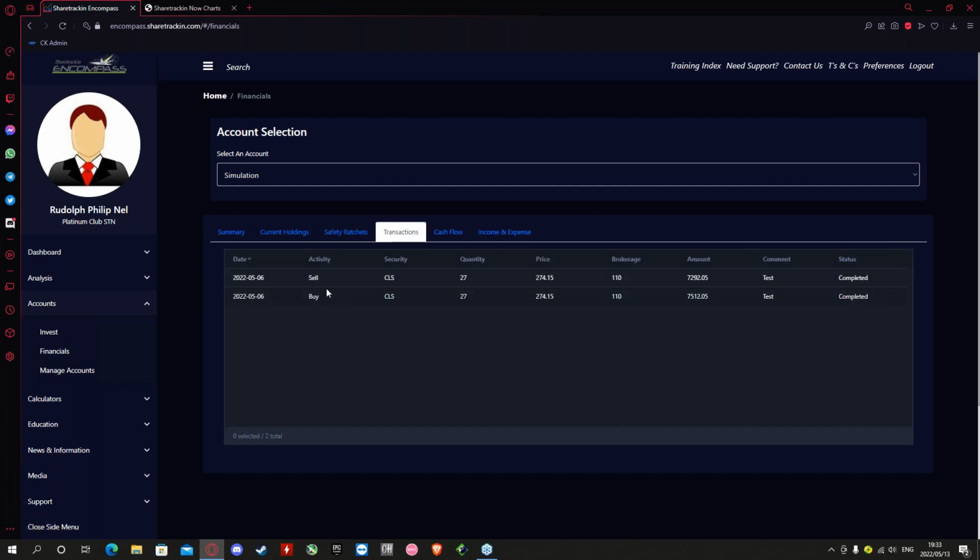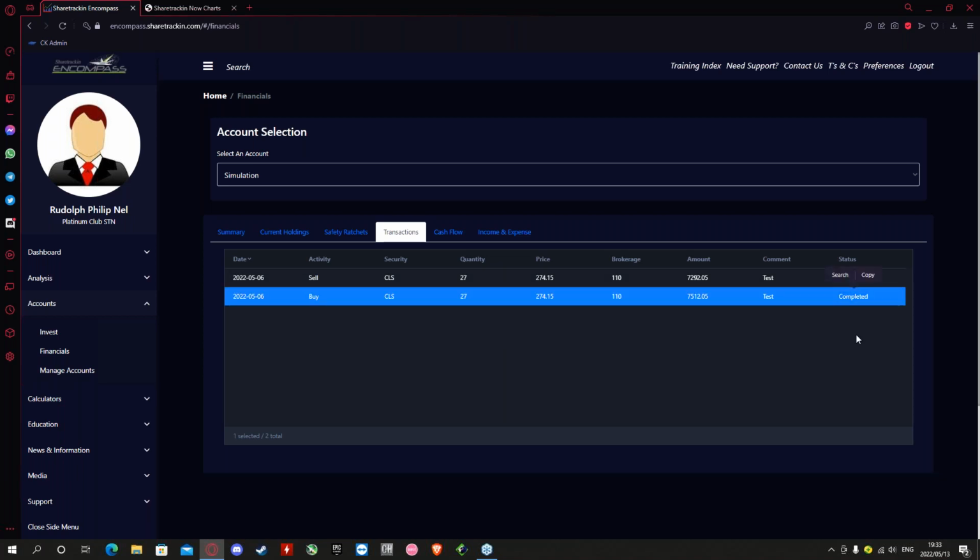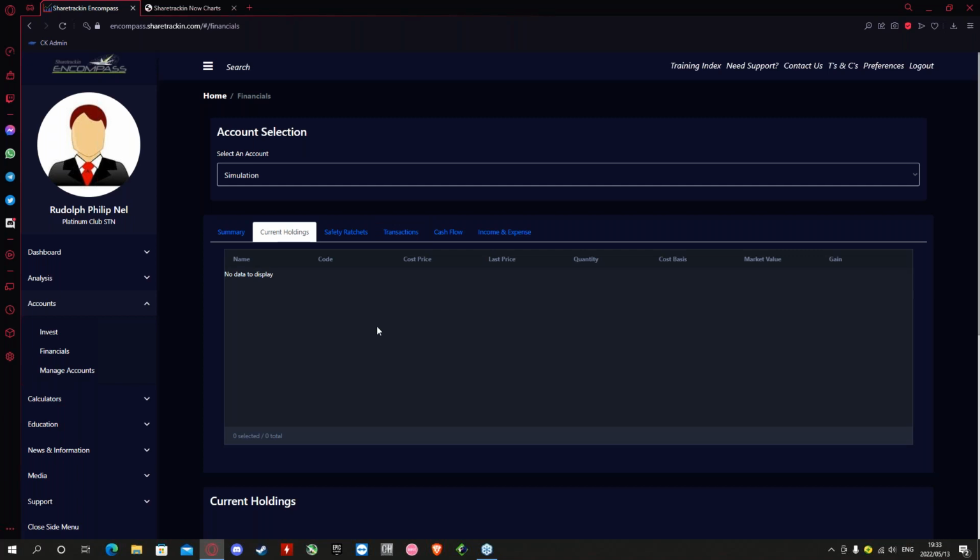Transactions would show me, for instance, which share I've bought and sold. So there I've bought CLS and I've sold CLS with the quantity, the price, the brokerage that I've paid, the amount that I bought and sold it for, the comment that I've made, and then also the status. If a share is bought, it will show you that it's still active. It won't show completed. It would only show you that the share is still active if the share was still underneath our current holdings.